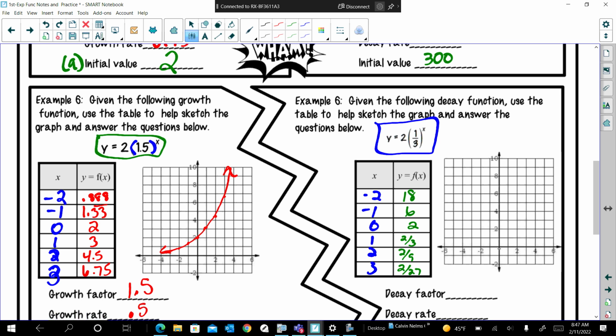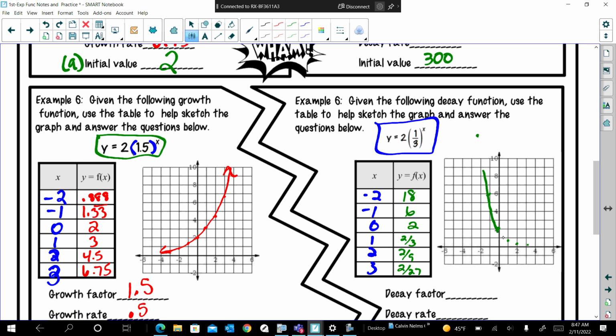All right, so -2, there's 18. Y'all know that's going to have to be off the graph, right? Yeah, -1 is at 6. 0 is at 2. 1 is at 2/3. That's closer to 1. 2 is at 2/9. That's going to be closer to 0, and then closer.